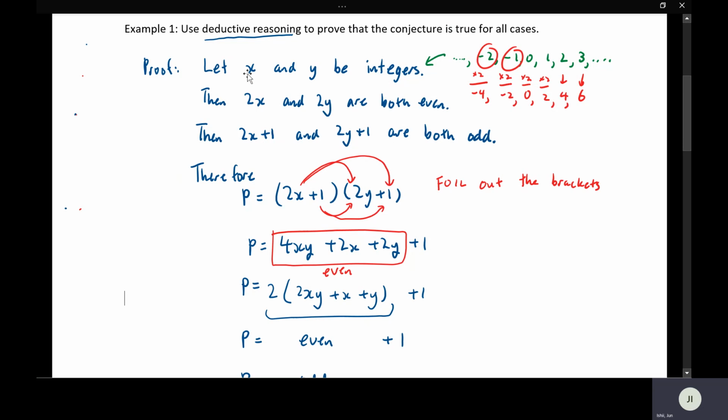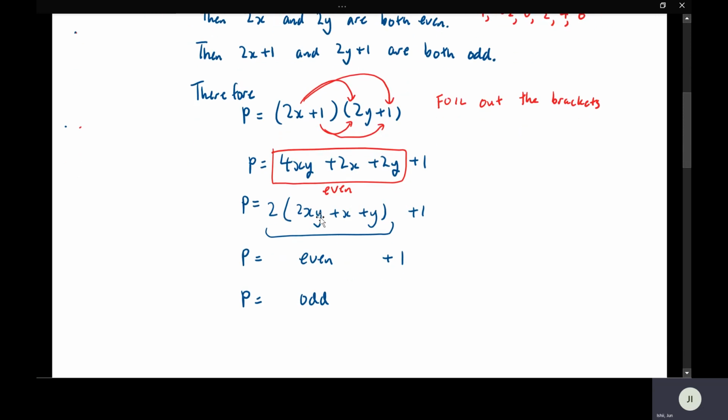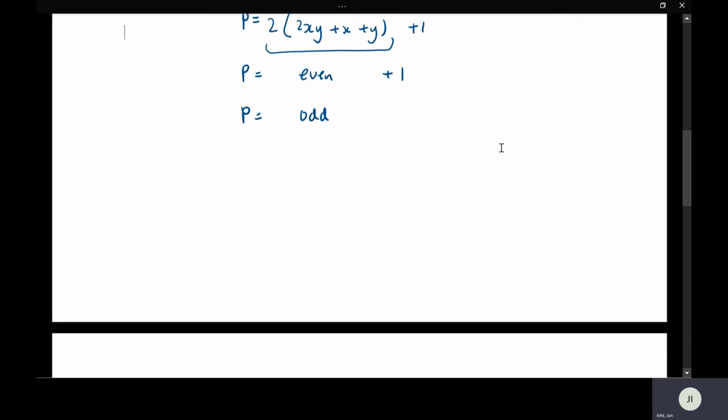So again, first step here is just to assign your variables as integers, create even numbers, and add one to create odd numbers. Then to prove that the product is odd, I'm going to multiply the two numbers together, FOIL out the brackets, and then just show that this is odd. So the first three terms are even, because you can factor out a 2, plus 1. So even plus 1 will create an odd number. So the product, therefore, is odd. Cool. So I'm going to do another example.